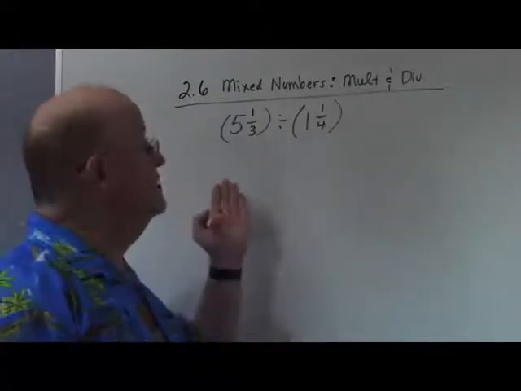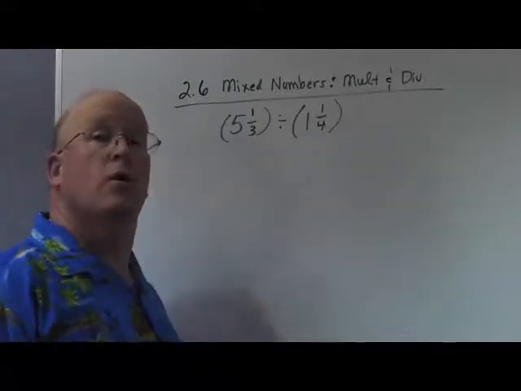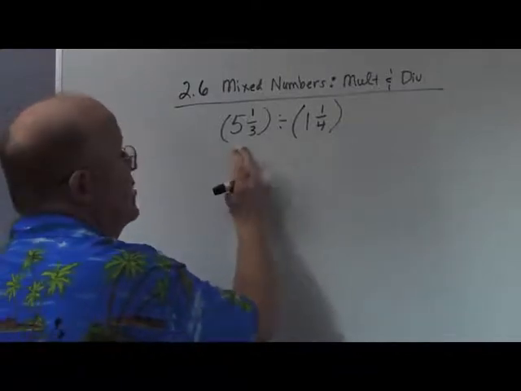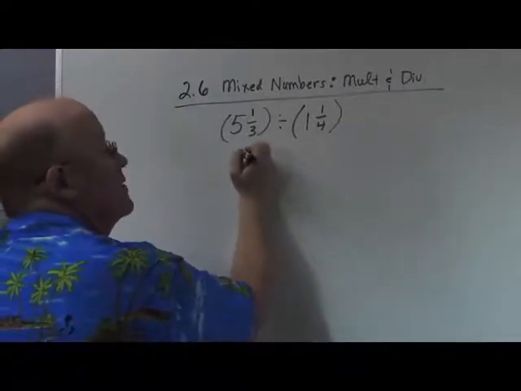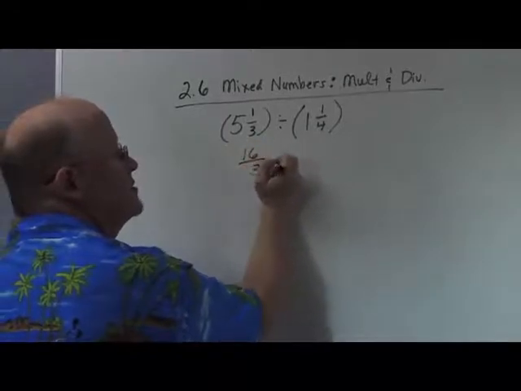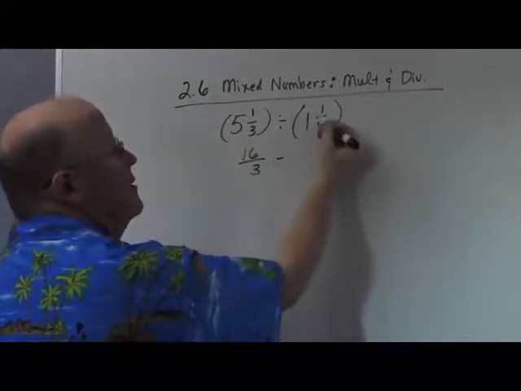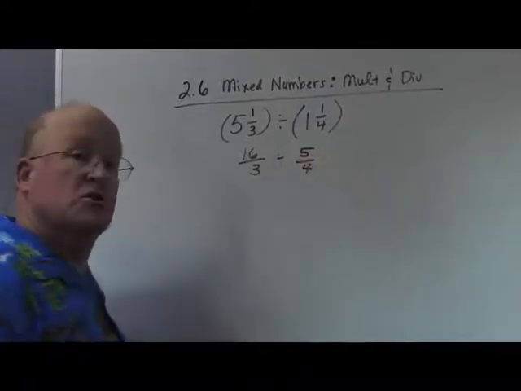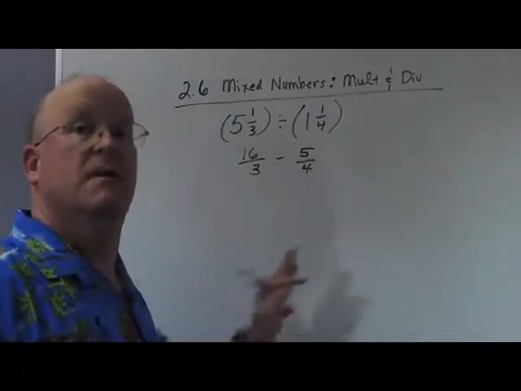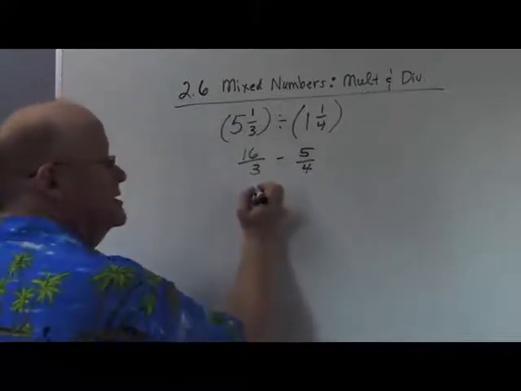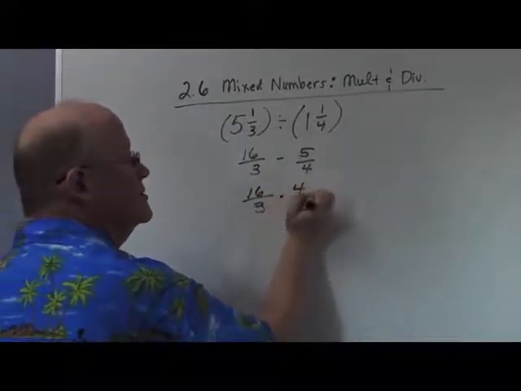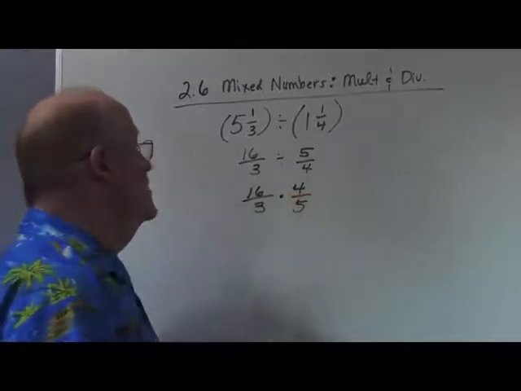Let's divide 5 1/3 by 1 1/4. Let's begin by converting these into improper fractions. 5 1/3 becomes 16/3. This is going to get divided by 5/4. We're going to turn this division of fractions into multiplication by the reciprocal of the second fraction. So we will have 16/3 times 4/5.